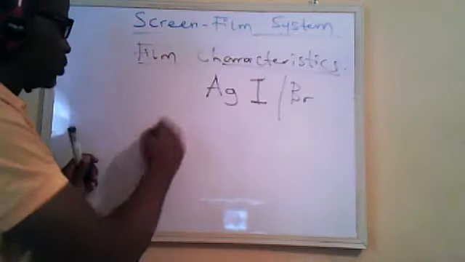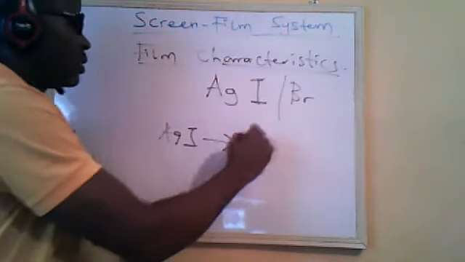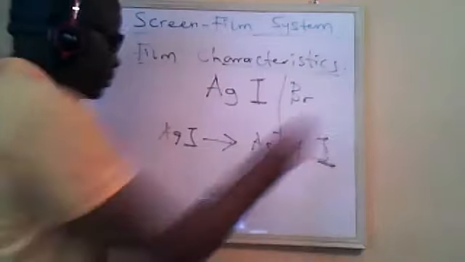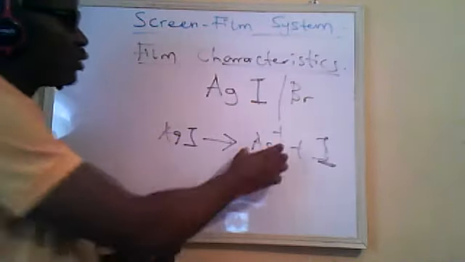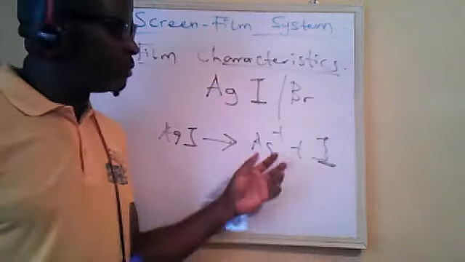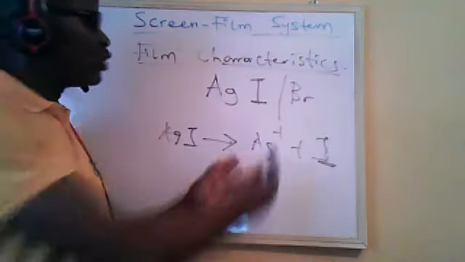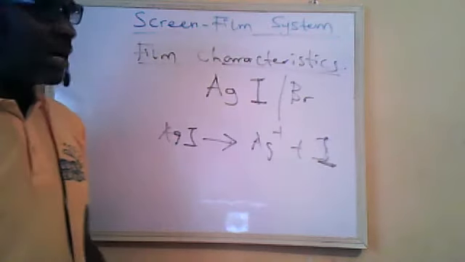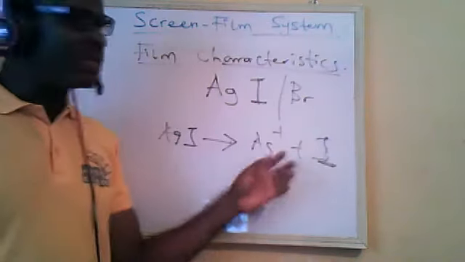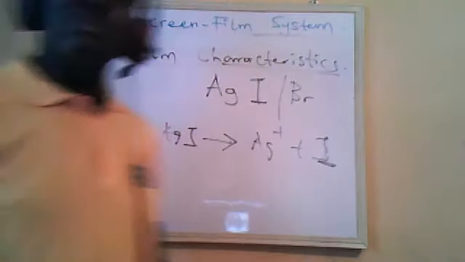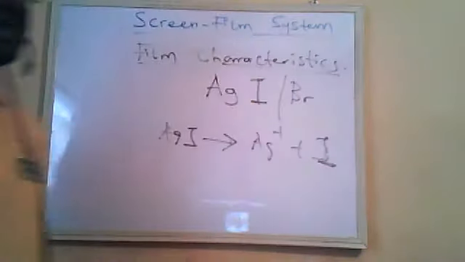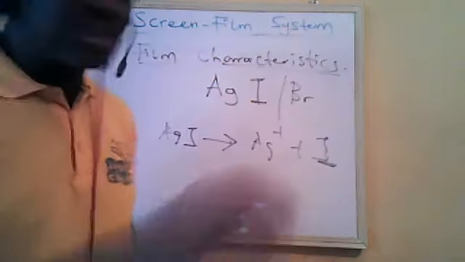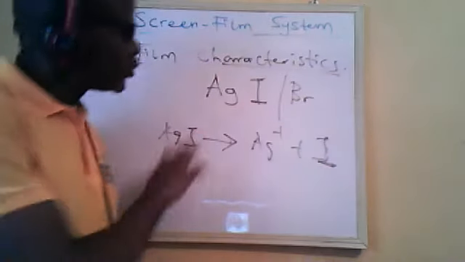We have this silver halide, silver plus iodine. We are going to have some sites inside the film that will begin to accumulate these silver ions. And at the end of the day, when you take the film to the processor inside the dark room, this will be developed. So this is just a bit of what we have to know about it.